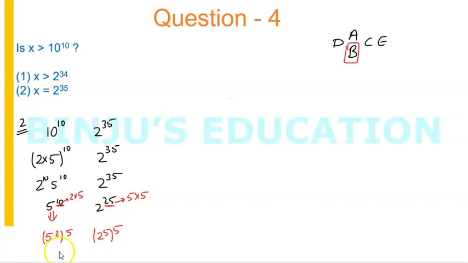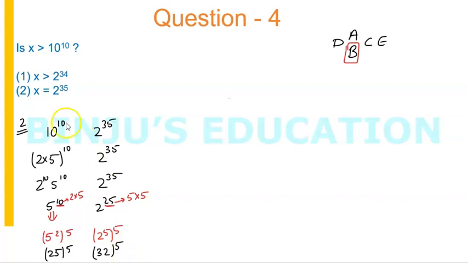So it's 5 square to the power 5. That is basically 25 to the power 5. This is 2 to the power 5, which is 32 to the power 5. Now which of them is greater? Obviously 32 to the power 5 is greater.